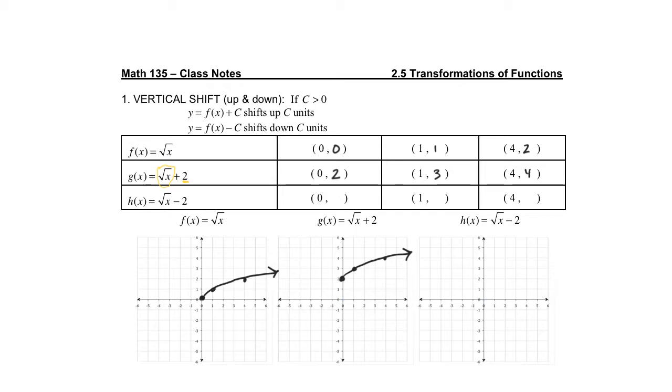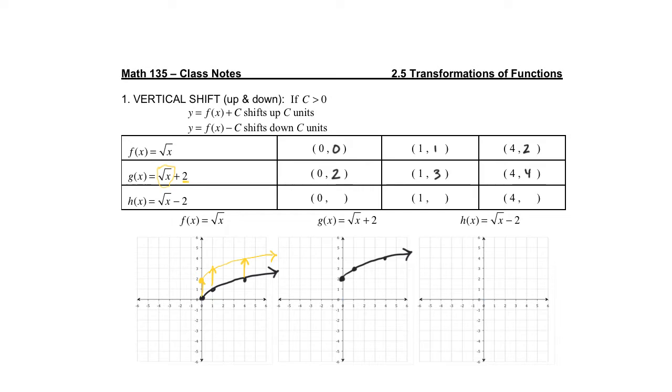What was originally at 0, 0 is now slid up to 0, 2. What was at 1, 1 has slid up, and what was at 4, 2 has also slid up. So the whole graph just moved up.